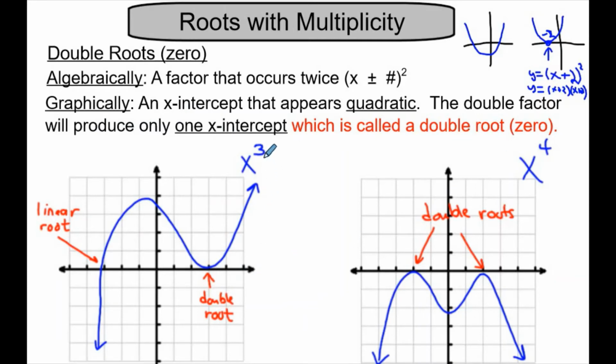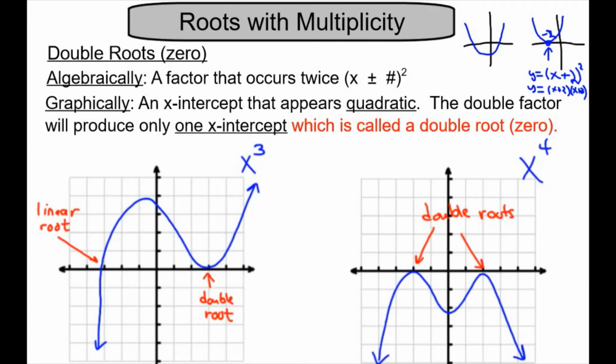So here's an example of a cubic function. Here we have what's known as a linear root, meaning it crosses the x-axis 1 time. And here we have a double root. It looks just like this, but it's contained within the shape of a cubic function.